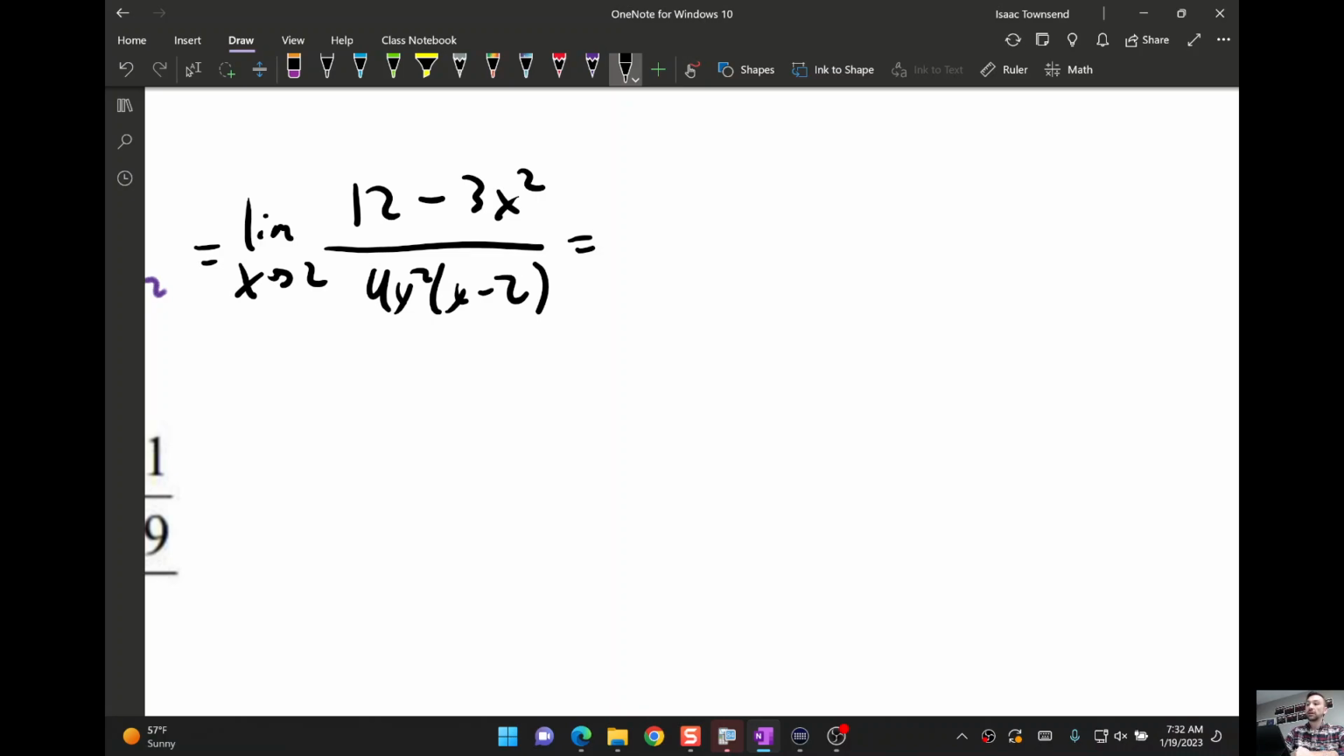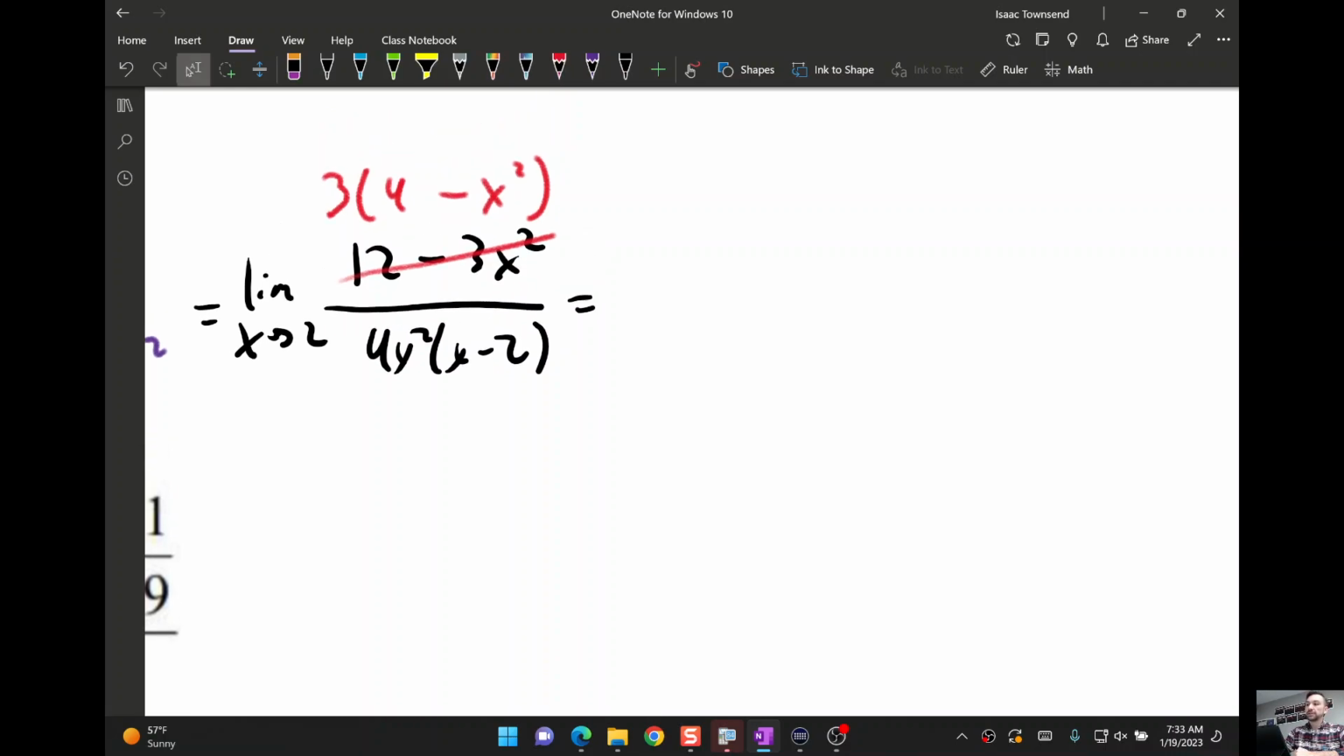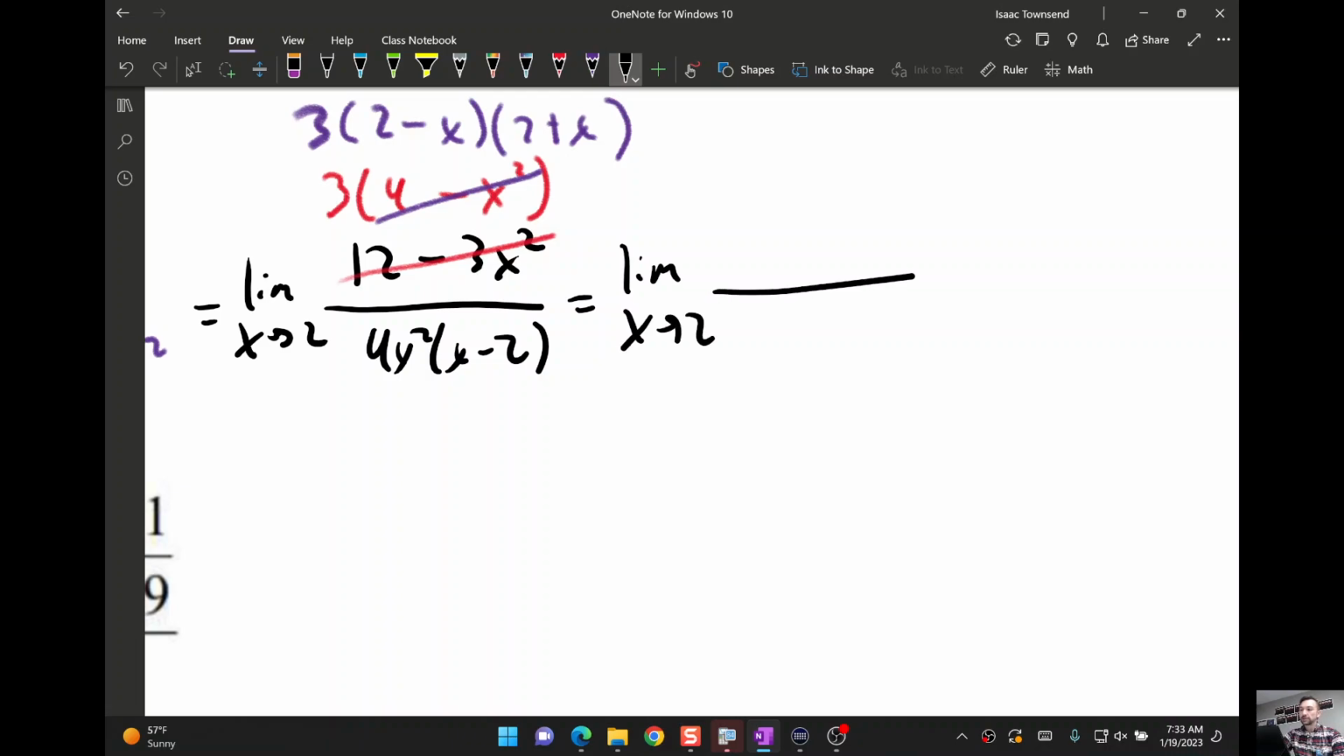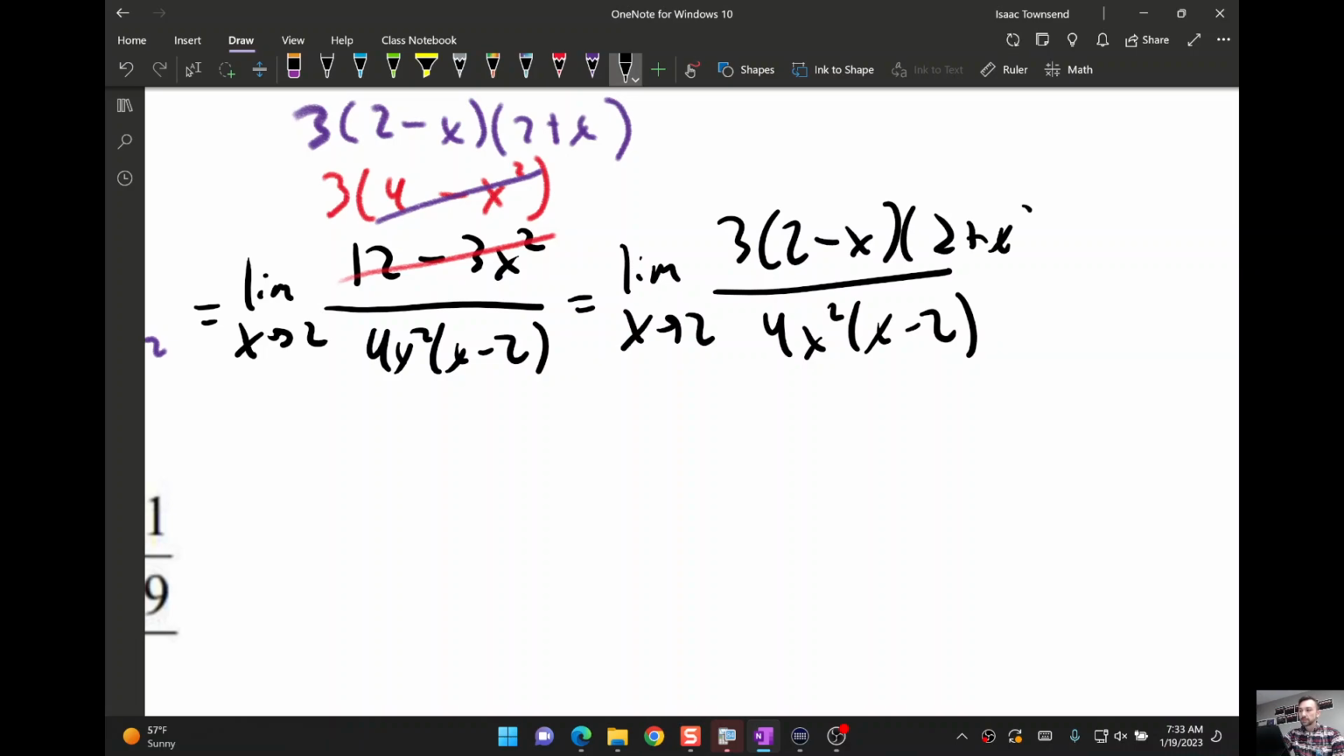So honestly, I don't know. If I try to work with this top, I see I could factor out a 3. I don't know if I should or not, but I don't really know what else to try. And then I also noticed that this is the difference of 2 squares. And now I think I see where this is headed. The only thing in the numerator that looks close to something in the denominator is the x minus 2.